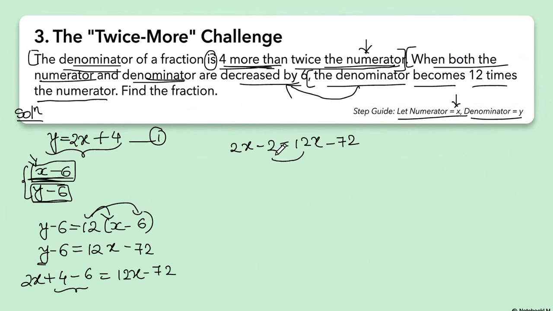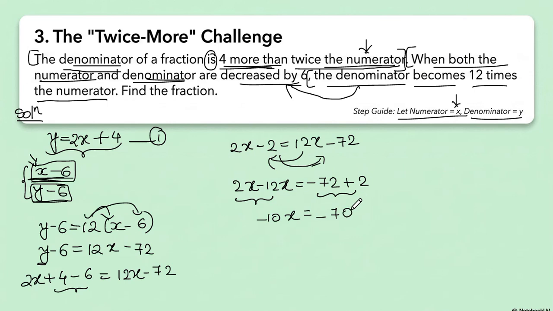Okay, so let's interchange the like terms. So if we take this 12x here and this minus to this side, so we'll get 2x minus 12x is equal to minus 72, and if we take this minus to this side, it becomes plus 2. So 2x minus 12x, which is minus 10x, is equal to minus 72 plus 2, which is nothing but minus 70. So from here we can say x is equal to minus 70 upon minus 10. So x is equal to, minus minus will get cancelled, and 10 sevens are 70. So we got our x value, that is numerator, which is nothing but 7.